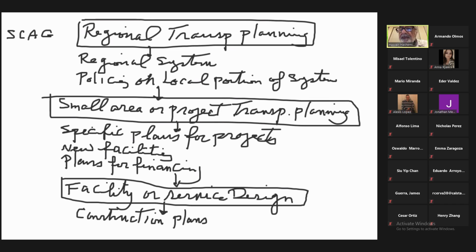Okay, such as, for instance, let's say you want to build a signal on an intersection. So the first thing you need to do, you need to plan it. You need to plan where you're going to put the signal. How do you operate it? How do you build it? How much is it going to cost? So the whole construction plan has to be built up. So anything that you want to do, you've got to have a construction plan. So those are the facility and service design.